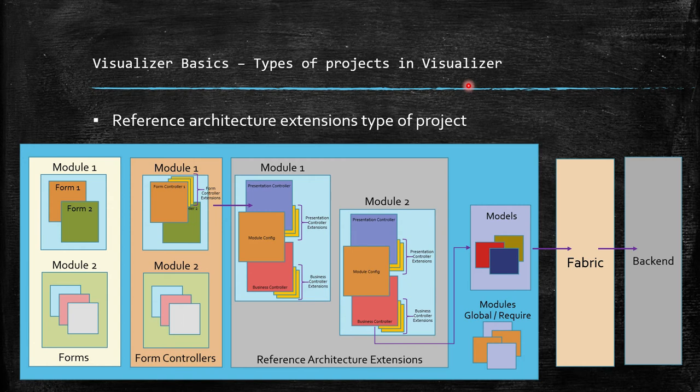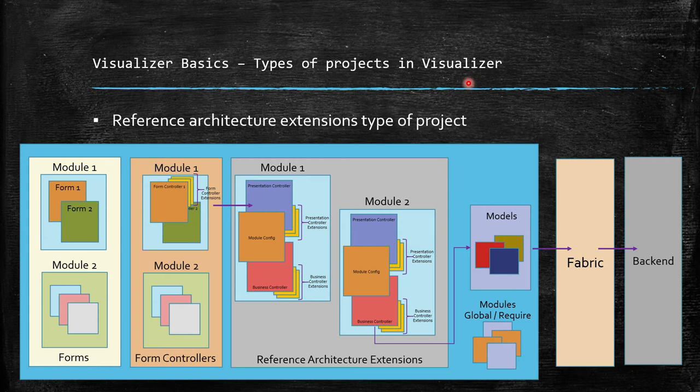So if you don't have a vision of building an app as a product, then we can simply use the reference architecture type of project. But if you have a vision of building an app as a product, building all the functionalities that are required for that app to that particular domain, and at a later point of time customizing the app to various customers in that particular domain, then the reference architecture extensions type of project is the appropriate type of project to use.